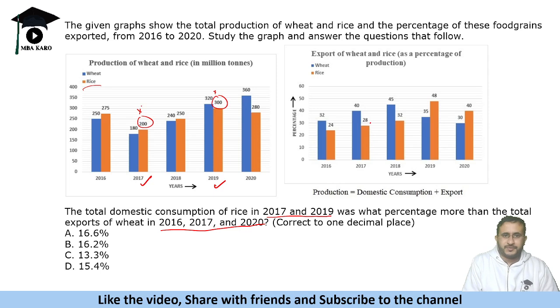This is 28%, which is 56, and this is 48%, which is 144. So this value is 200. Okay, what percentage more than total export of wheat in 2016, 17 and 20? Yeah, 250 का 32% that is 80. Okay, 180 का 40% is 72 and 360 का 30% is 108.